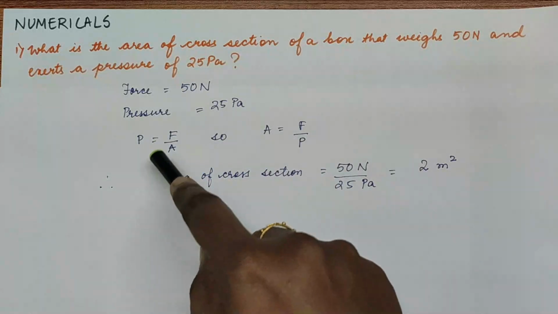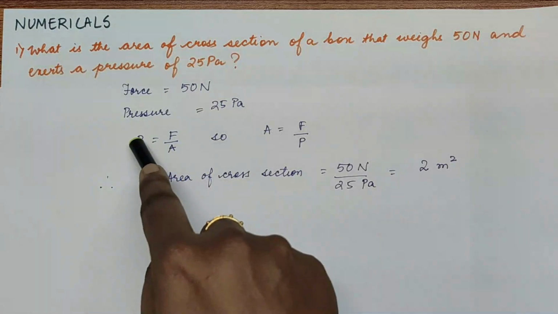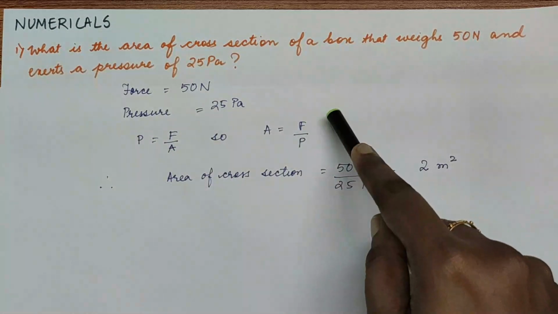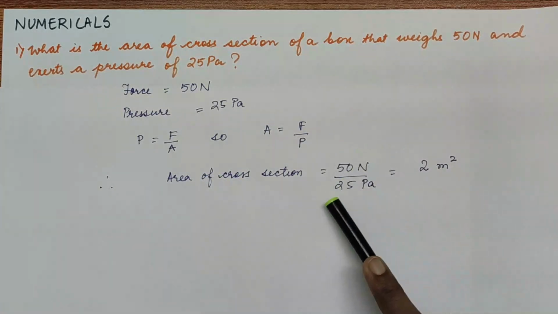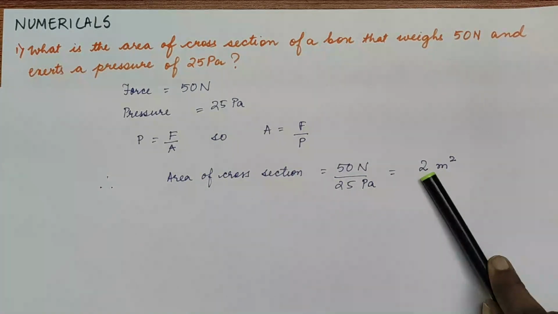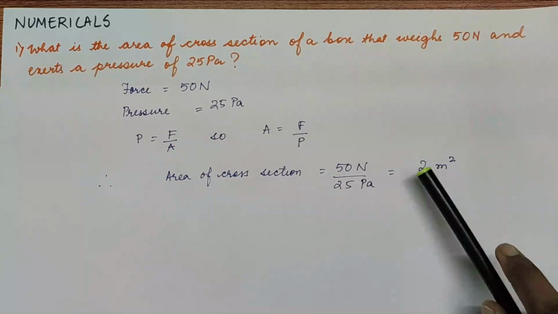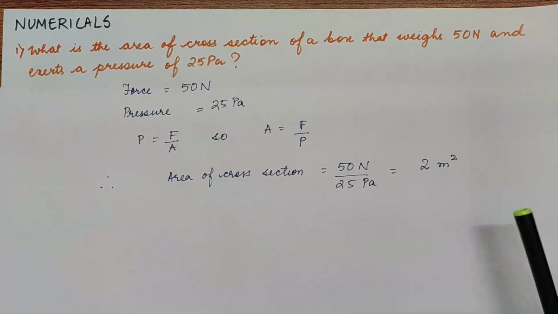So pressure is equal to force by area. So what is the formula of area? If I bring it here and take this P down, it becomes force by pressure. So area of cross section is 50 Newton by 25 Pascal, or you can write Pascal as Newton per meter square. When I solve, I get 2 meter square. So the area of cross section is 2 meter square.